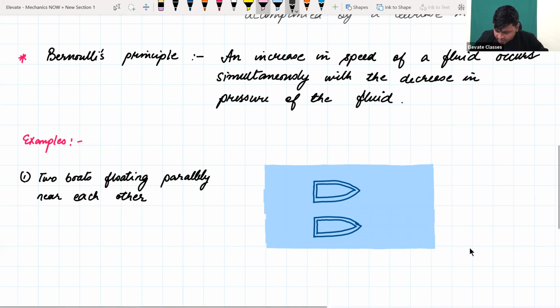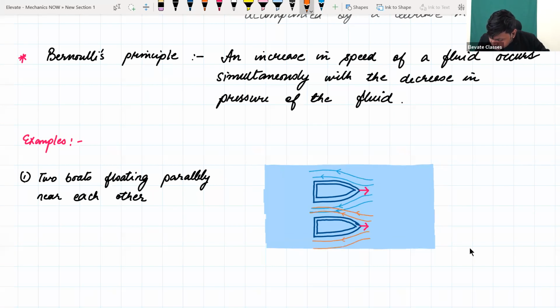If both the boats are moving, let's suppose this boat is moving in this direction, and this boat is moving in this direction, and I look at the water flow, the water will go in this particular direction. It has a relative motion with respect to the boat. So there will be a couple of streamlines of the water going in this direction. Similarly, for the other boat also, the water will be traveling in this particular direction.